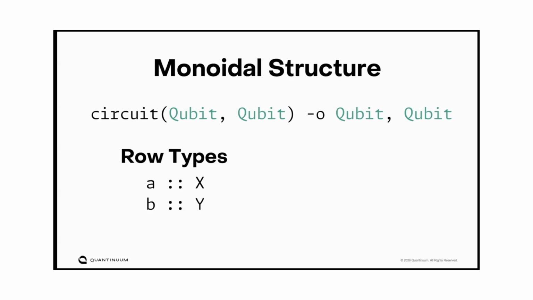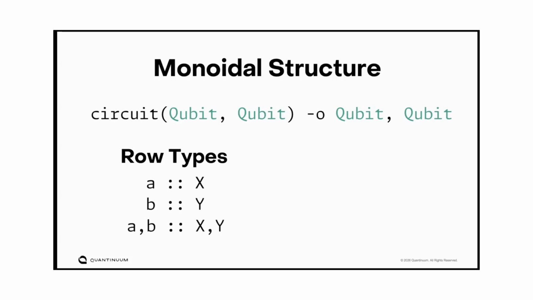So if I have an expression A of type X and an expression B of type Y, then we allow you to write A comma B, of type X comma Y. And we call A comma B a row and X comma Y a row type. So the circuit here is a function that takes as input a row of 2 qubits and returns a row of 2 qubits.